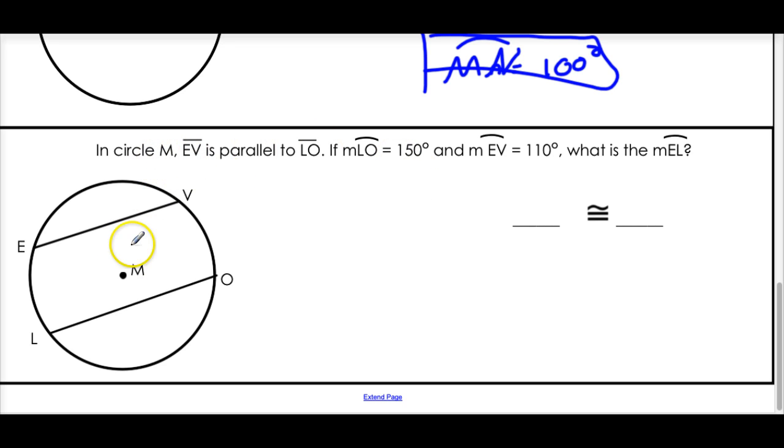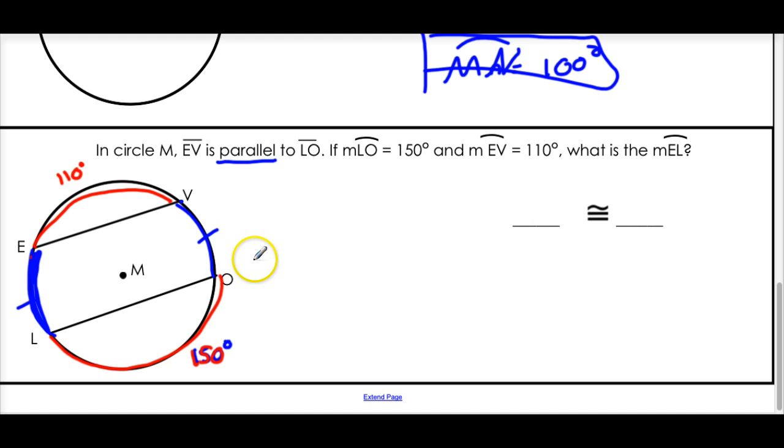All right, last problem. In circle M, EV is parallel to LO. All right, so that's probably telling us that VO and EL are congruent to each other. Okay? If the measure of LO is 150 degrees, all right, and EV, which is over here, is 110 degrees, what is the measure of EL? So look at this. We know these two outside arcs. The two outside ones are 150 and 110, but what we're looking for is EL. Well, how are we going to solve that?